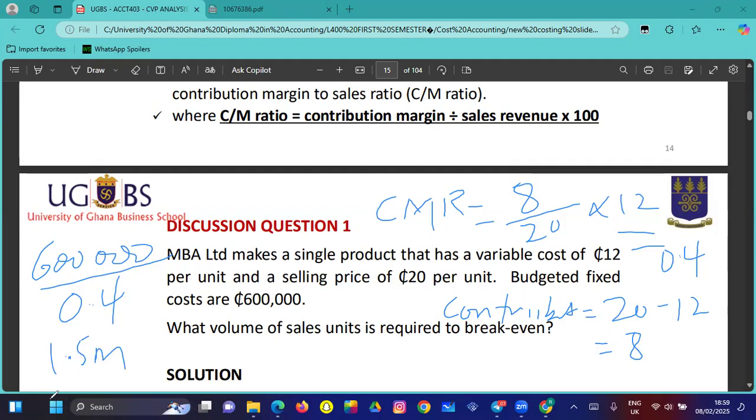If you want it in units, it's going to be 600,000 over the contribution per unit, the selling price minus variable cost, which is 8. That gives us 75,000. See, it is easy, easy as peasy.